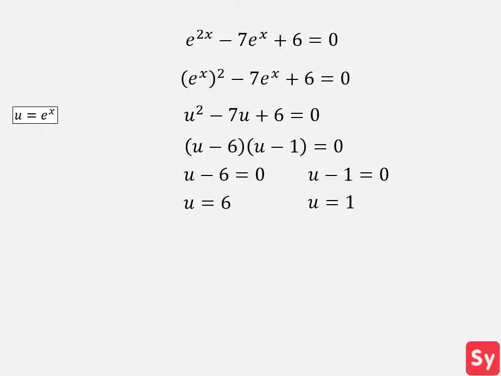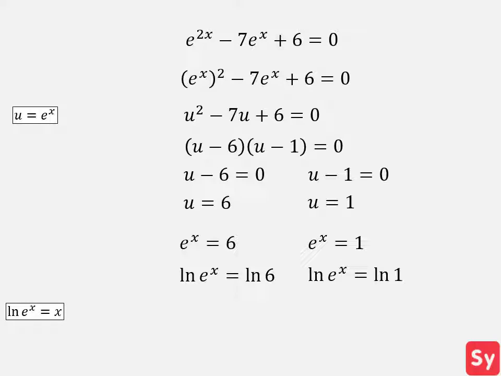Because u equals e to the x, we substitute in 6 and 1 for u. Next, we take the ln of each side to get rid of the exponent. We now use this identity, and we get x equals ln of 6 and x equals 0 as our answer.